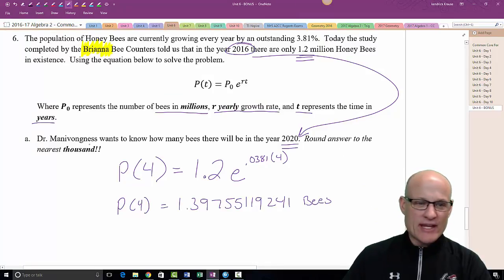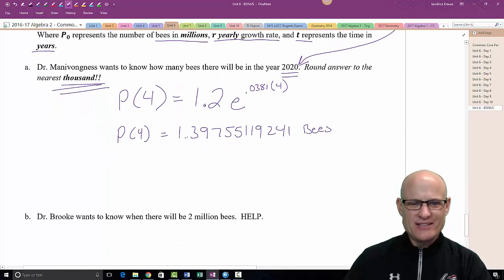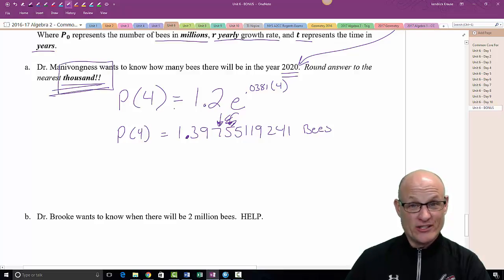But I said round the answer to the nearest 1,000. Well, what? I only have one. I didn't say thousandths. And you think, oh, let me round to this number. No, I didn't say, oh, not that one. This one. This will be the thousandths place. I didn't say thousandths place. I said the nearest 1,000. Huh? It's only 1 point something.